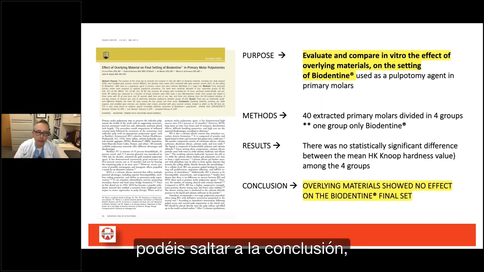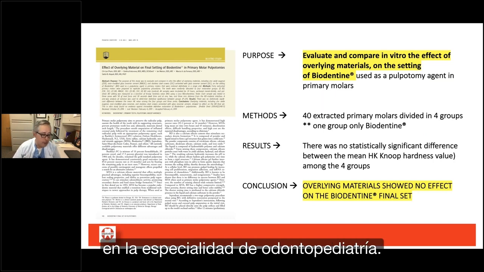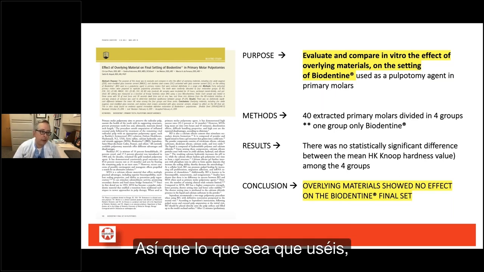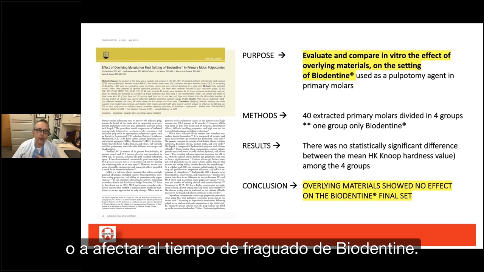And the conclusion is, you can just jump into the conclusion. This was published in Pediatric Dentistry, which is the main journal in the specialty of pediatric dentistry. Overlying materials showed no effect on the Biodentine final set. So whatever you use, if you use composite or if you use amalgam, that is really not going to change the final setting or affect the setting time of Biodentine.